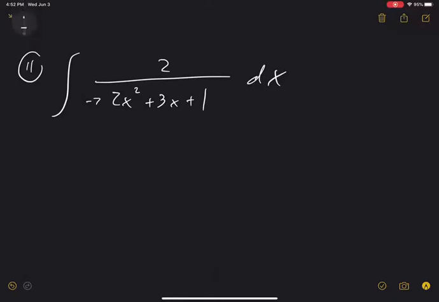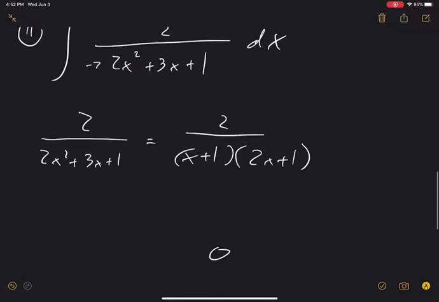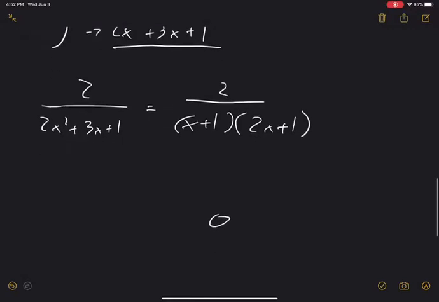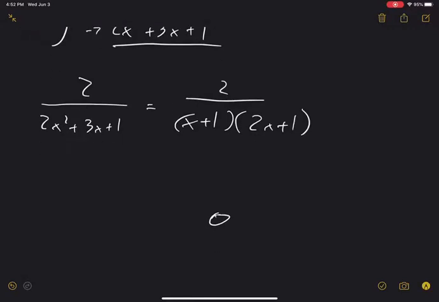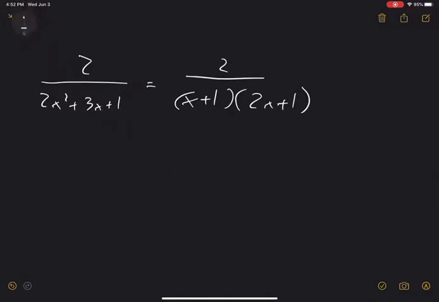Okay. So my fraction, the denominator factors neatly as x plus 1 and 2x plus 1. Okay. And maybe you're good at factoring. I don't ever do the factoring by thinking about the coefficients, things like that. I just do it like this. If you can do it the other way, that's fine, as long as you end up with this.